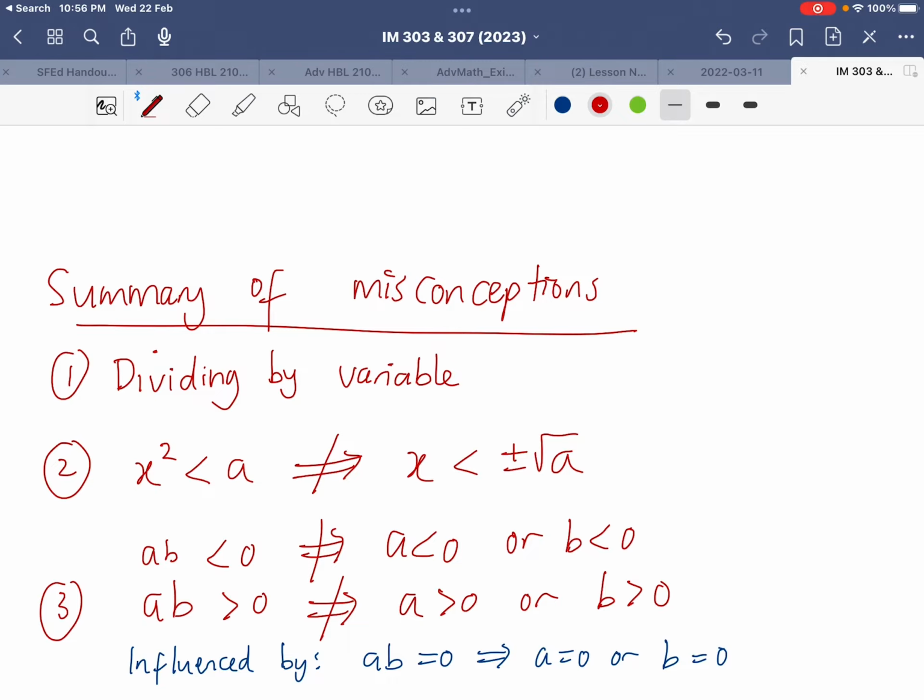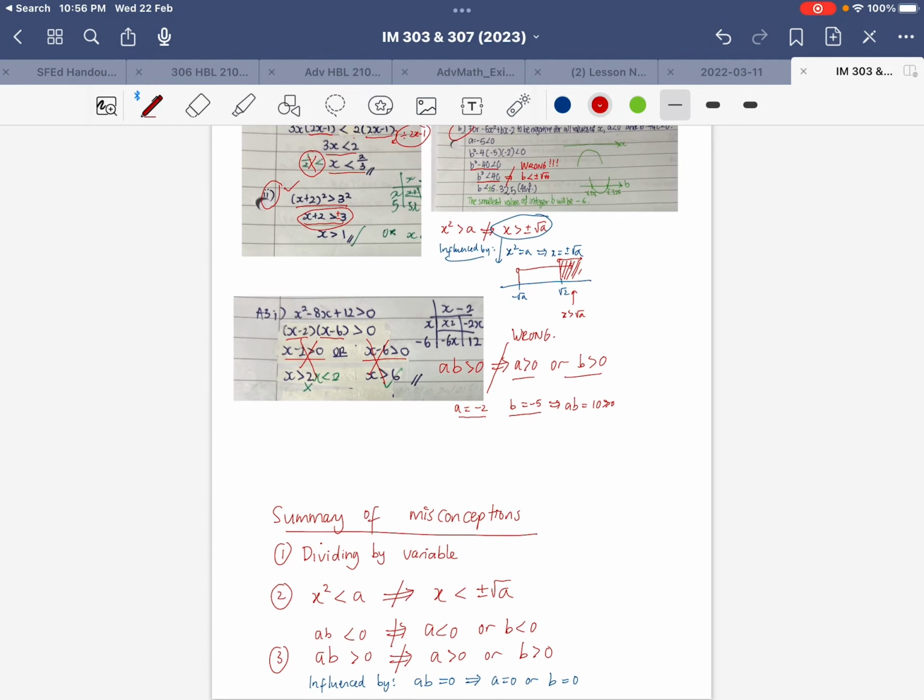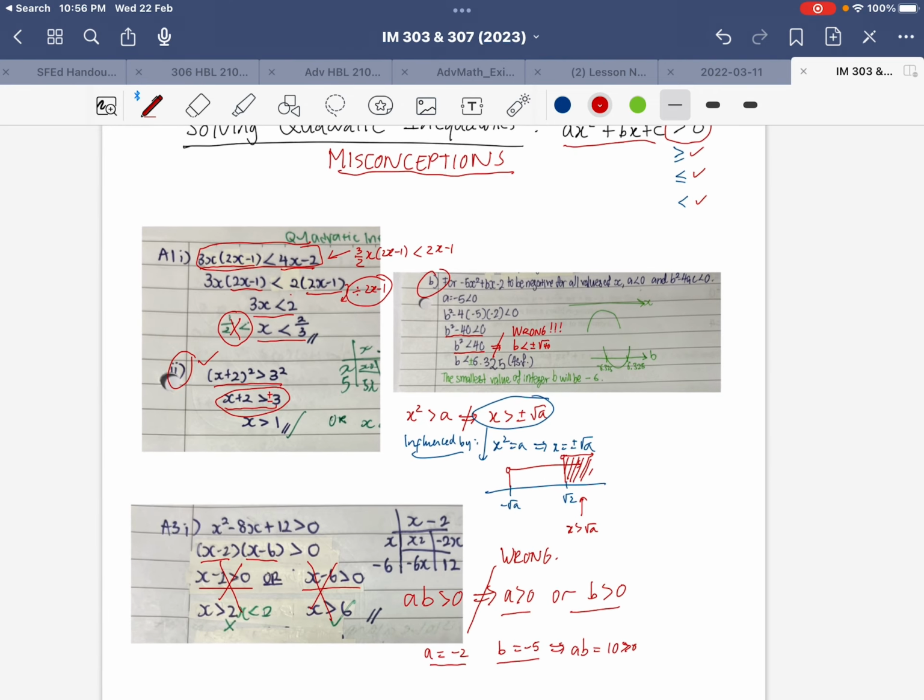In that case, what is the right way of solving quadratic inequalities? I will explain in the next video.